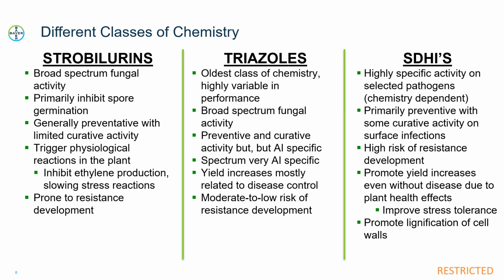Basically, think of the spore as like a seed, and the seed germinates under the soil. The spore germinates on the leaf surface and then infects through the cuticle. And so if we can stop that infection from occurring in the first place, we'll never have a lesion.